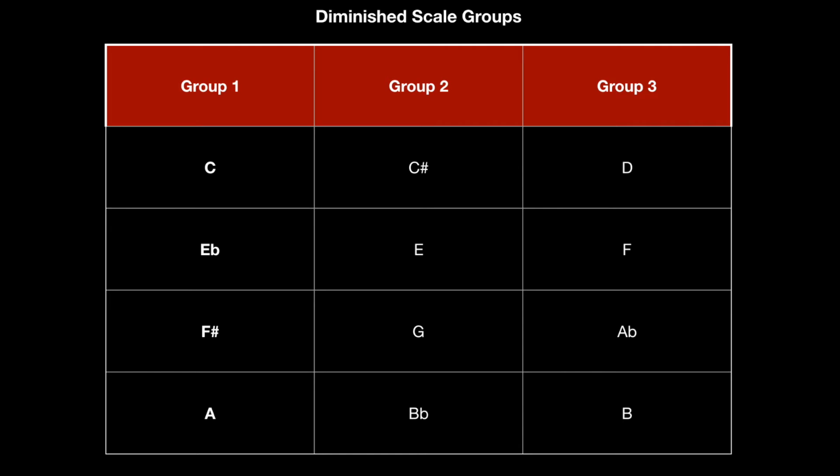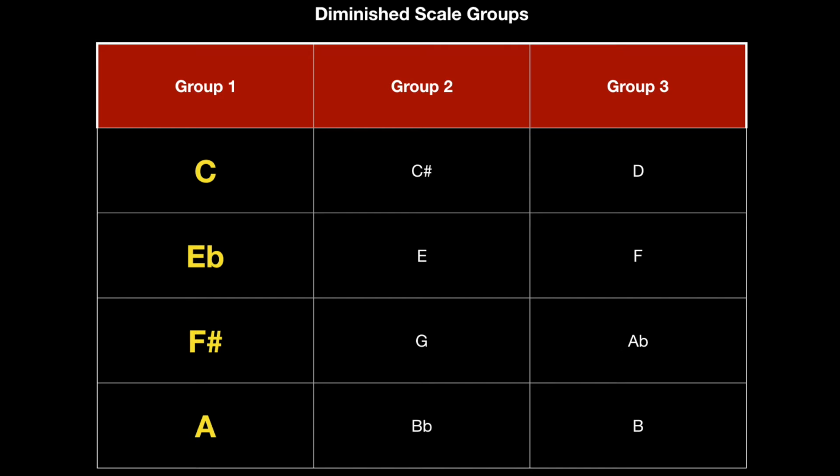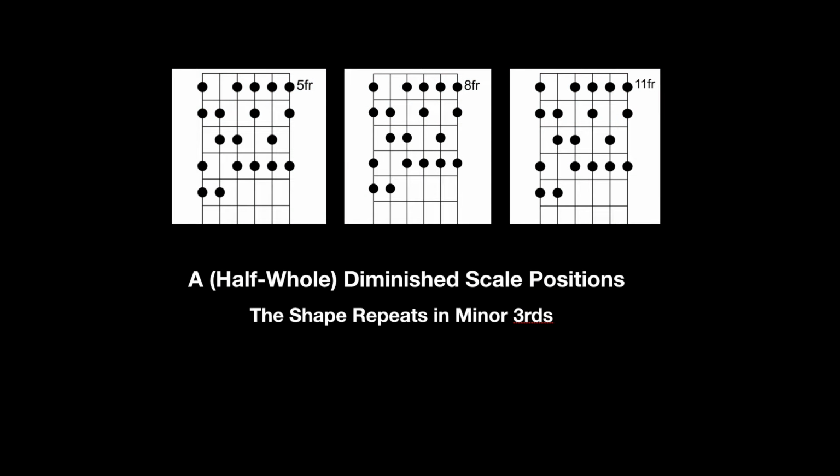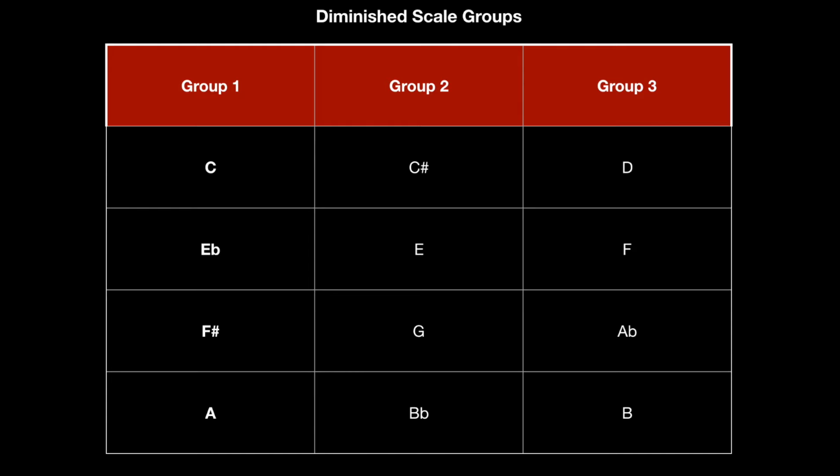There's only 3 diminished scales. This is because the scale is symmetrical. Each diminished scale is shared by 4 different keys. For example, C, E flat, F sharp, and A all have the exact same diminished scale. Furthermore, each position on the guitar has the same exact fingering and repeats every 3 frets. The only difficult part is to figure out which diminished scale to play over a given dominant chord in a tune. Let's explore how to do that.